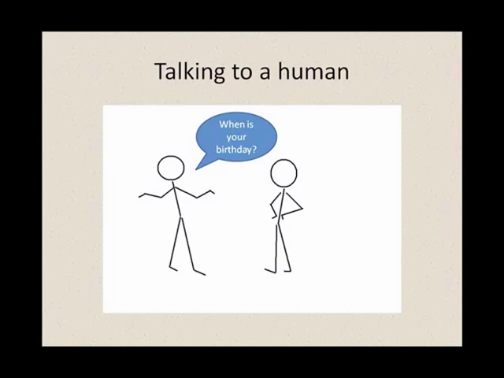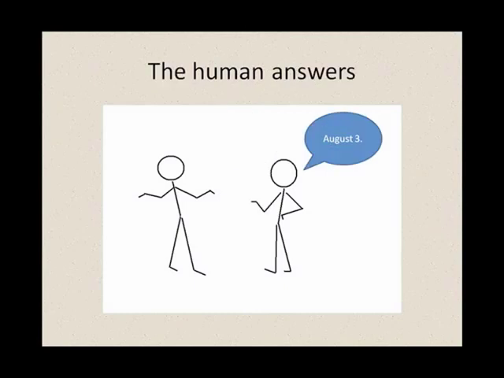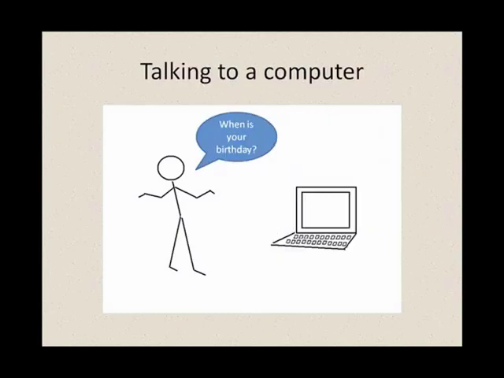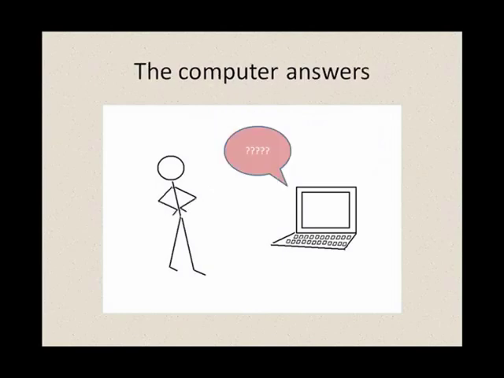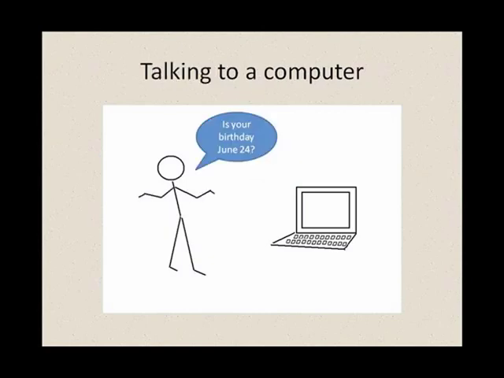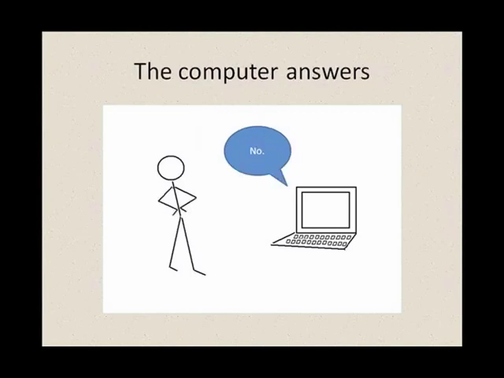If you're talking to a human, you can ask a question like, when is your birthday? The human can answer, August 3rd. When you're talking to a computer and say, when is your birthday? The computer cannot answer that question. The computer internally can only answer questions that are Boolean expressions that result in yes or no. So you can ask a computer, is your birthday June 24th? And the computer can say no or yes, as the case may be.